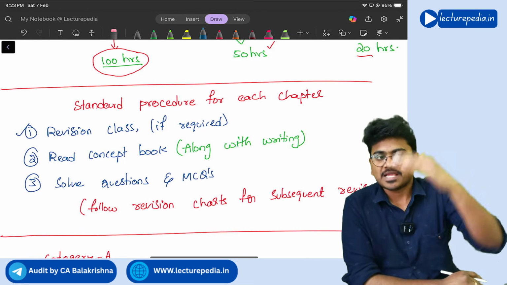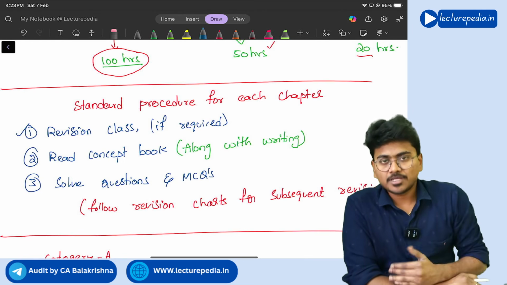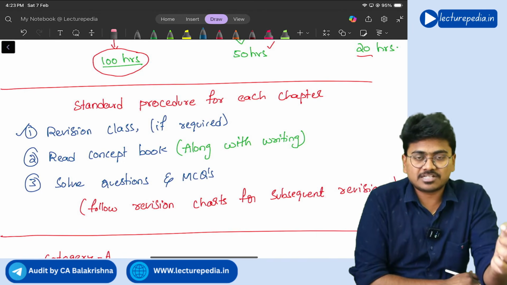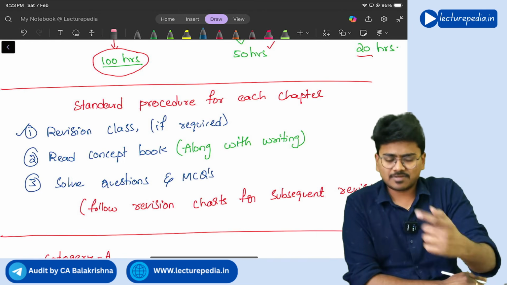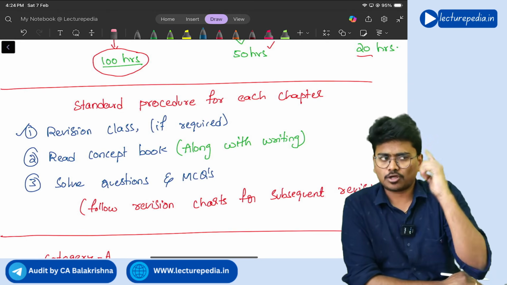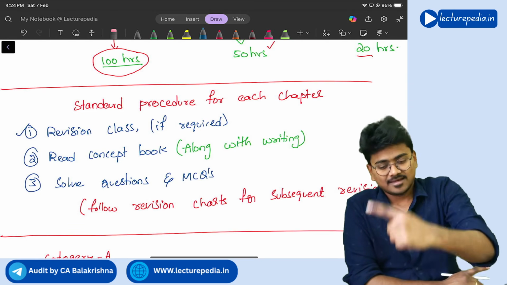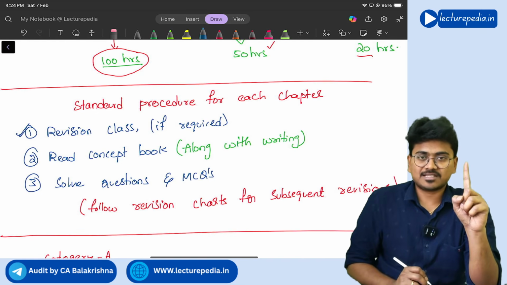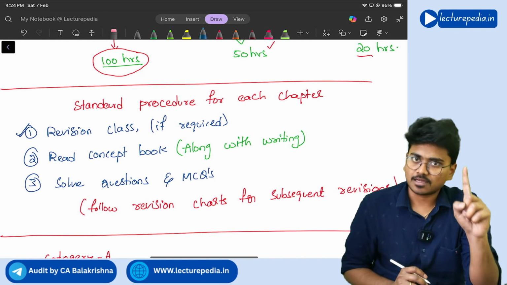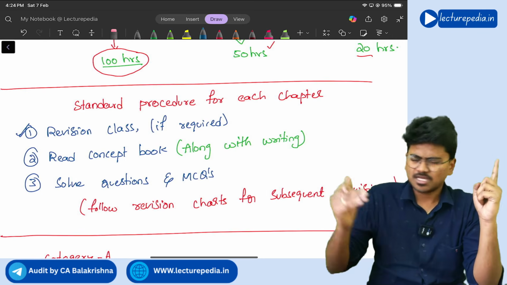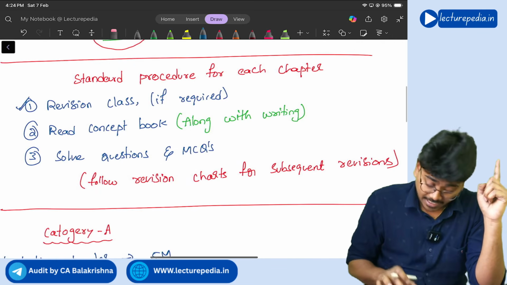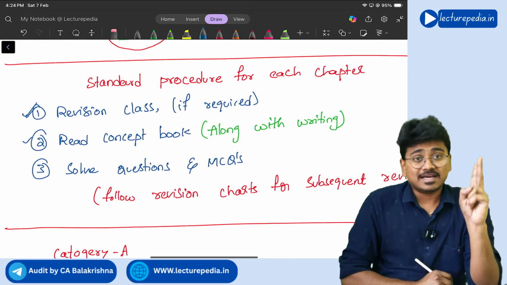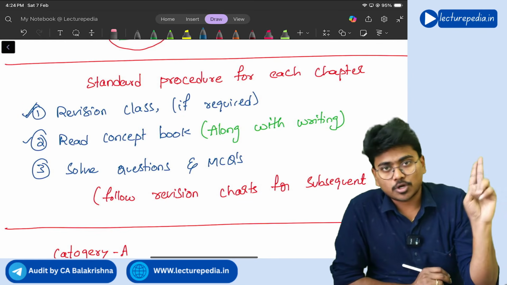Okay, so every chapter that you pick up, if you feel that a revision lecture is required, you watch a revision lecture and read. Otherwise, straight away you can read. If you feel that you remember all the concepts properly, then straight away you can read. So the first step is to check whether a revision lecture is required for you. If no revision lecture is required, you can straight away read it. Next, after watching the revision lecture, you have to read the concept book.